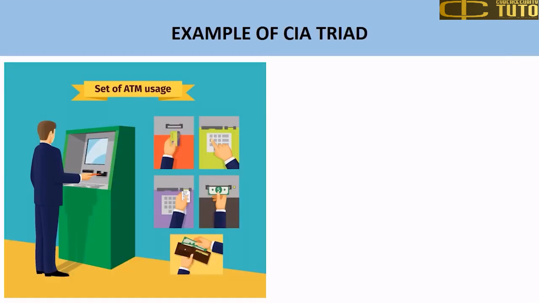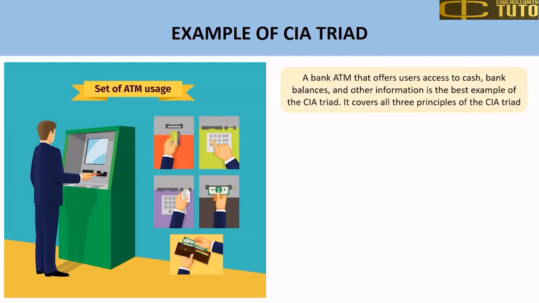Let us now look into a real-time example explaining the CIA triad. A bank ATM that offers users access to cash, bank balances, and other information is the best example of the CIA triad. It covers all three principles of the CIA triad.